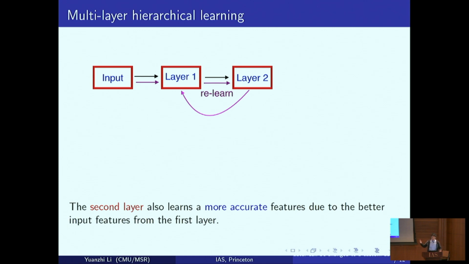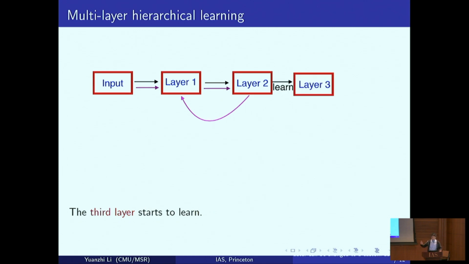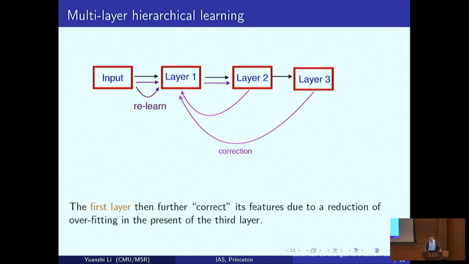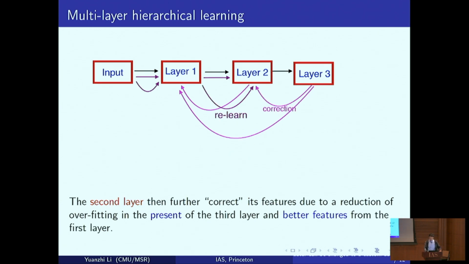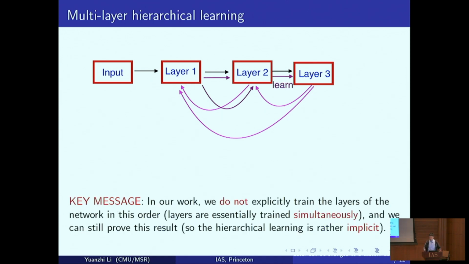And then the second layer gets retrained, and then the third layer starts to learn. And then the third layer is there, so the first layer is going to be more accurate because it doesn't need to overfit to the feature that it cannot learn. That is the role of the third layer. And then keep going, the third layer is going to correct the second layer and just keep going forever. So the whole training process of the hierarchical learning goes back and forth in this way.